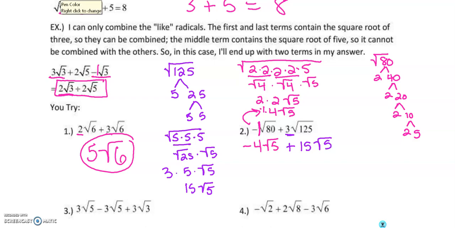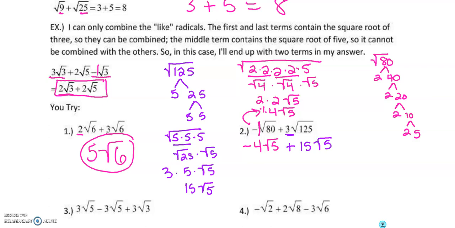So we took each of our radicals out separate, simplified them. Whatever we pulled out of the radical, we put out in front. And then we remembered that we had a coefficient already, so we popped that back in with multiplication to get our -4 radical 5 and our 15 radical 5.